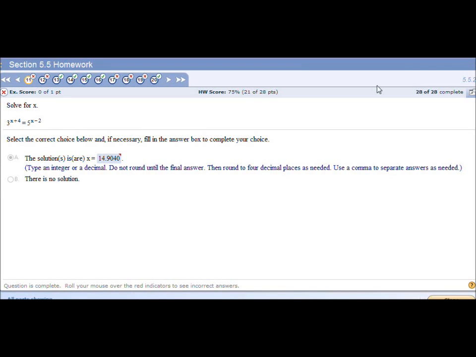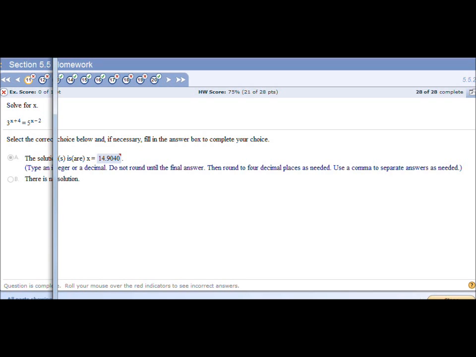This will be Chapter 5, Section 5, number 11 here. A student requested me to go through this one, so I will. Alright, here is the problem right here. Solve for x. 3 raised to the x plus 4 equals 5 raised to the x minus 2.